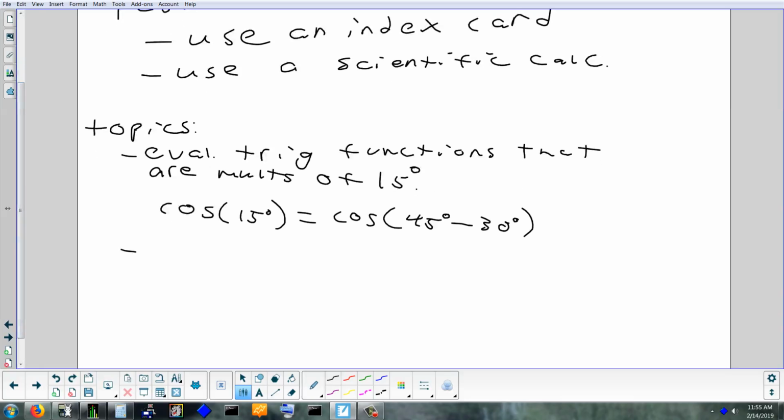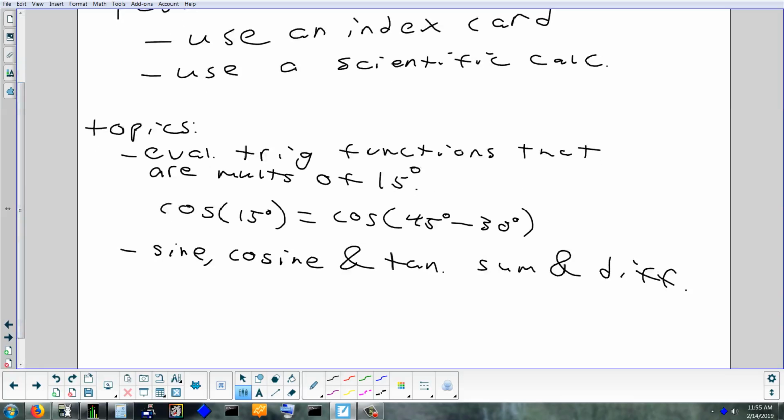So you need to know the sine, cosine, and tangent, sum and difference. There's two for each. Sine of a sum, sine of a difference, cosine sum, cosine difference, tangent sum, tangent difference. You can get around the tangent if you don't want to write it down, just with the sine and cosine.